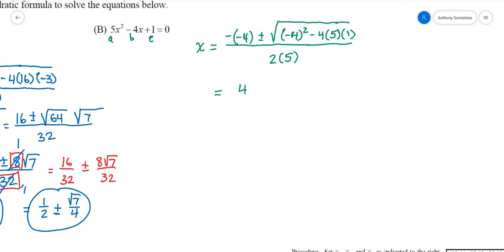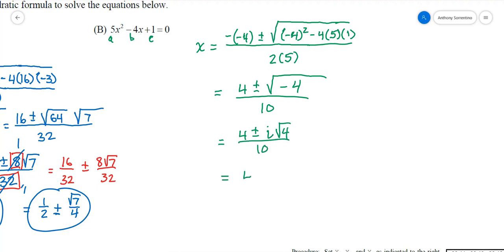-4 is a +4. -4 squared is 16. 4 times 5 times 1 is 20. 16 minus 20 is a -4, all over 10. So I have 4 plus or minus i square root 4 over 10, which is the same thing as 4 plus or minus 2i over 10.